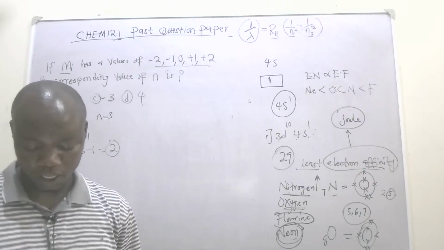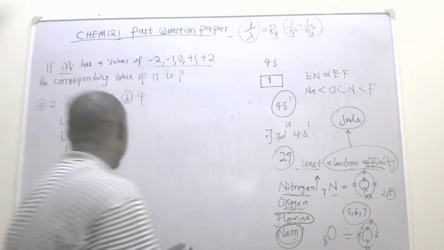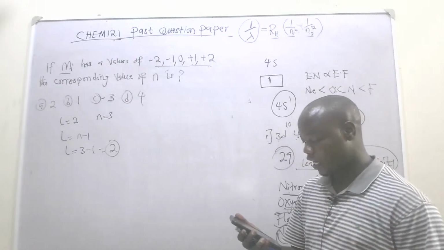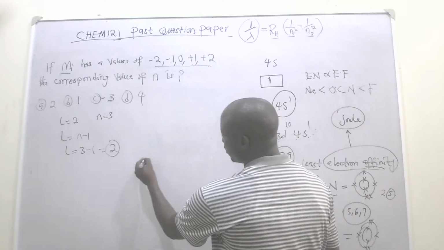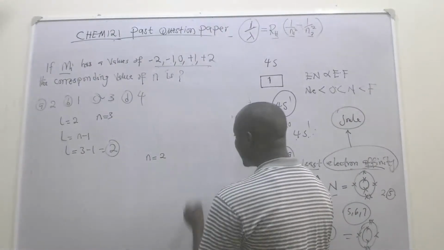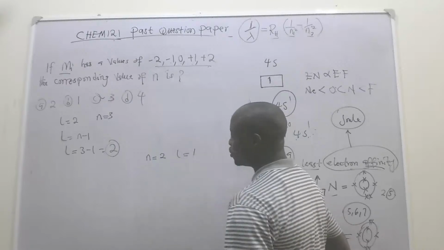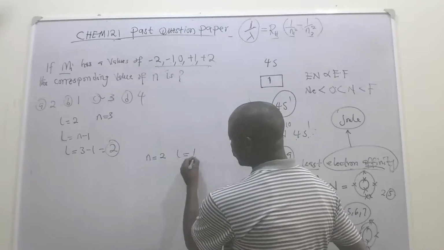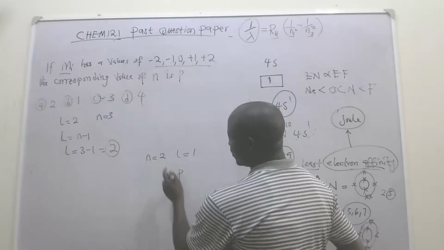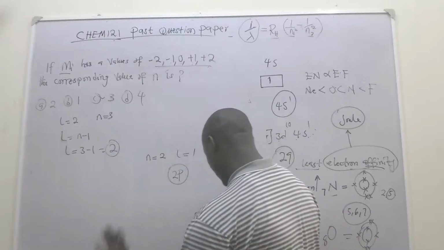Look at another question here. It says, which atomic orbital has values of n equals to 2 and l equals to 1? So remember, when l is equal to 1, it means that you have p orbital, and we have n equal to 2, so you have 2p. So this is the atomic orbital.